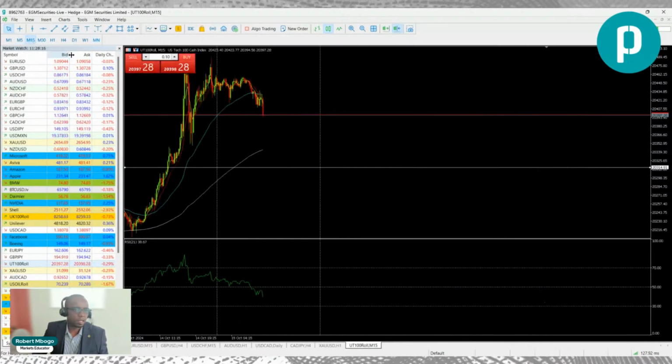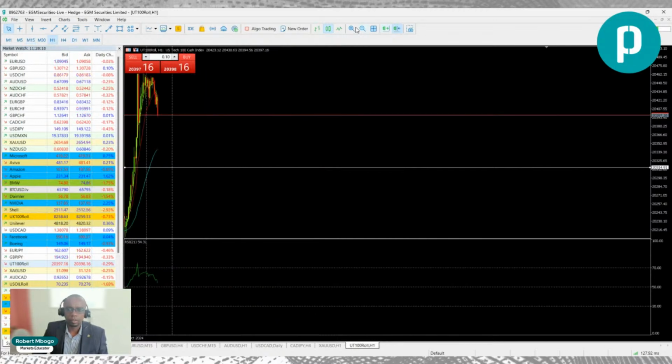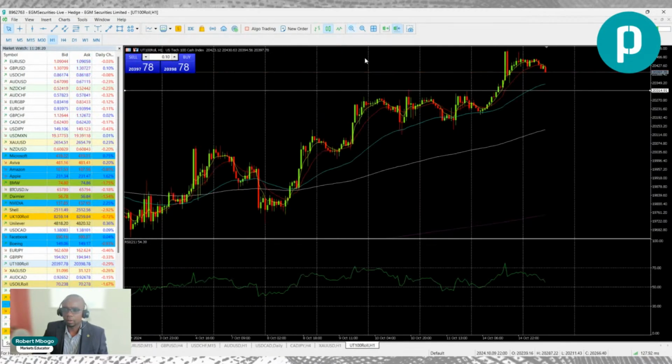Go to H1. So we could see a possibility of the monthly high being tested. The monthly high is the highest price in the month. So in October, we are in it, October 15th. So we could probably see a test of this high, last week's high.